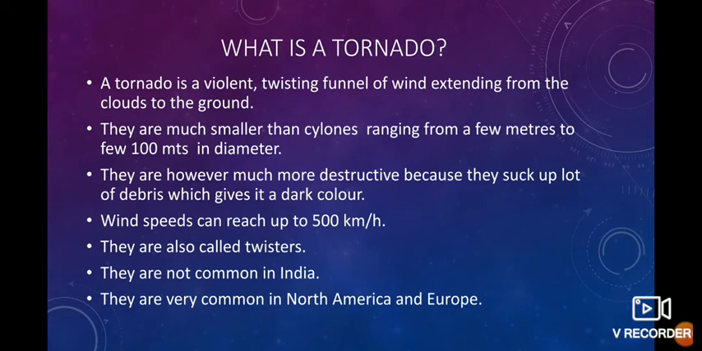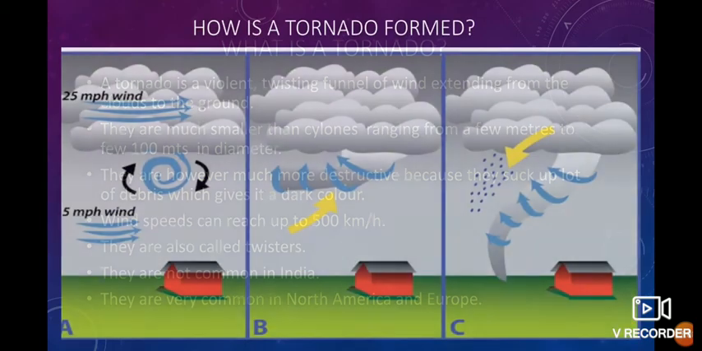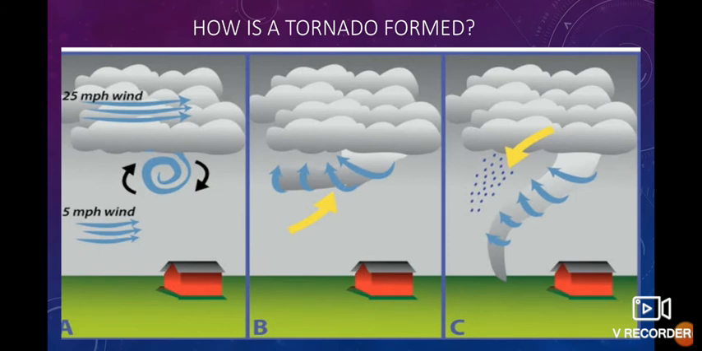The dark funnel of the cloud basically sucks up everything that comes in its way. It will suck up trees, it will suck up small vehicles. Sometimes it is known to suck up whole houses inside it. And this is what makes the damage much, much more. However, twisters or tornadoes are not common in India, but they are very common in North America and Europe. Let's take a look at the picture of how a tornado is formed.